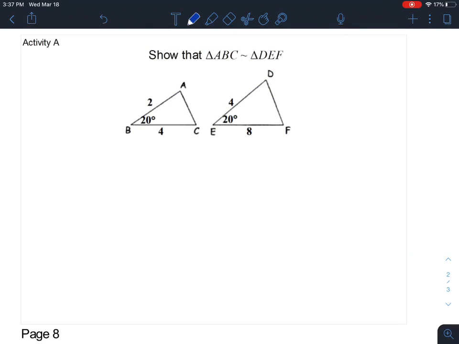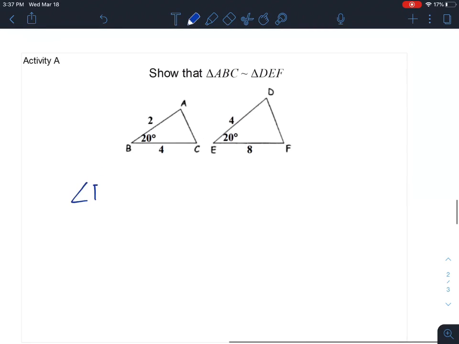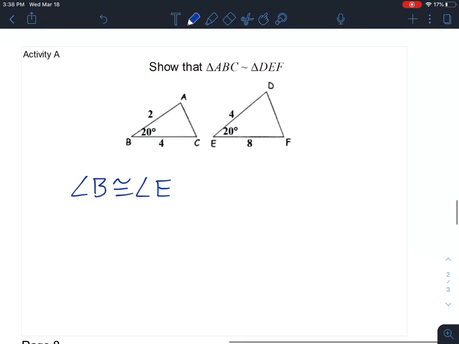Okay, now that you have done that, I'm going to demonstrate how we are supposed to solve this. One thing that's going to help is that we already know that angle B and angle E are the same. Again, I'm not requiring you to do a formal 2-column proof. Instead, you can just write out what you know in these 2 triangles. So we've got angle B is congruent to angle E.